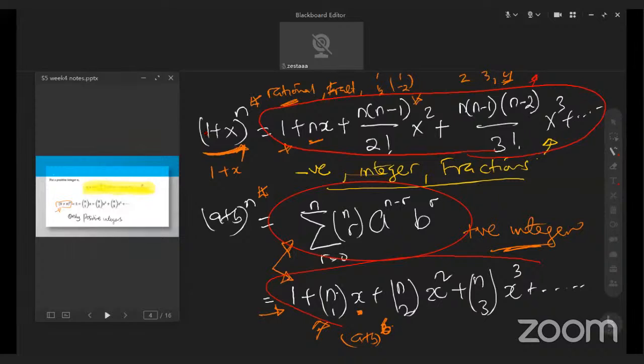Yes, Emma? Sir, does that mean that for any given question, we can use the first equation? Definitely. For any given equation, you can utilize this one. It is very, very fine. Okay, sir. Okay, I think that answers it. Yes, Bob.